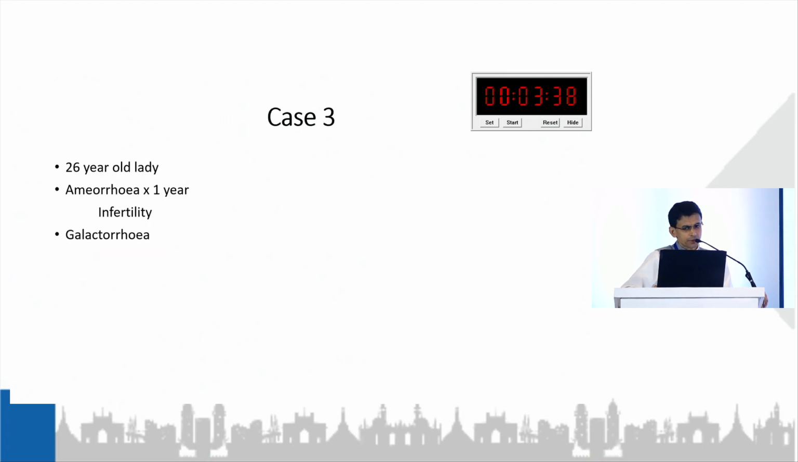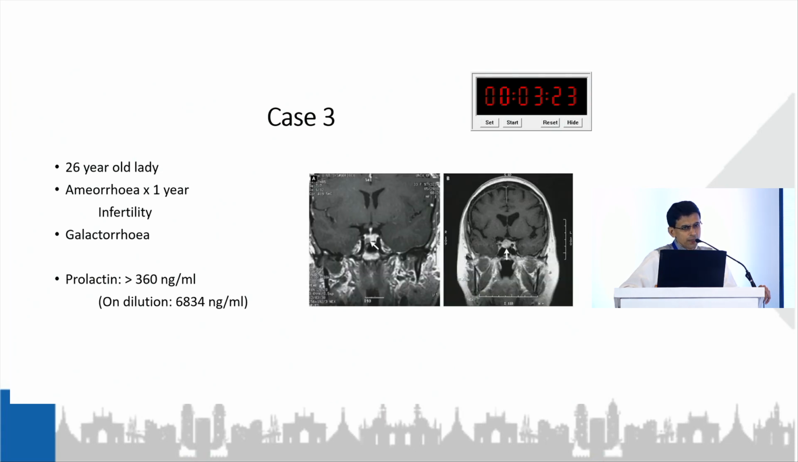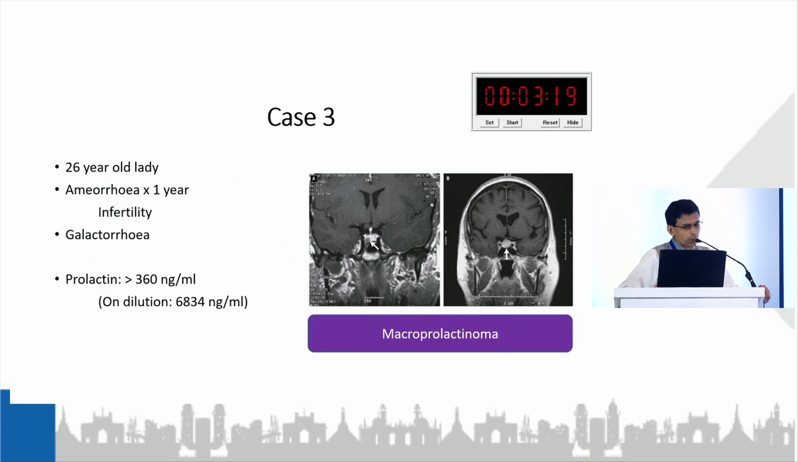If the growth hormone is more than 1 nanogram per ml, it suggests growth hormone excess. Coming to case 3: a 26-year-old lady, amenorrhea since 1 year, infertility, galactorrhea. Prolactin comes as more than 360, on dilution 6000 plus. So this is the MRI, a large pituitary macroadenoma. So it was a macroprolactinoma.